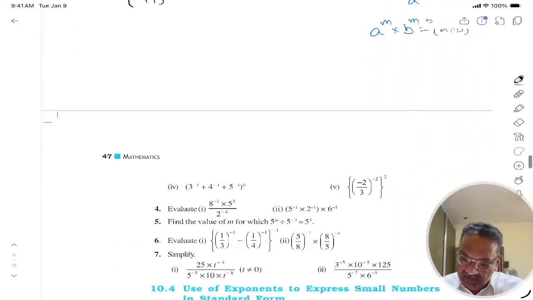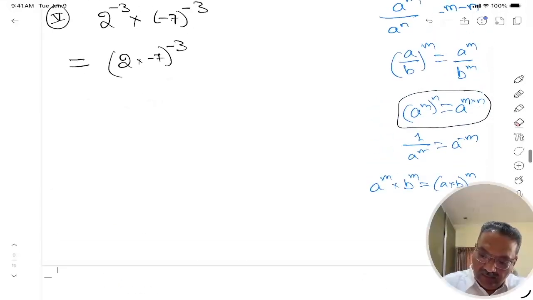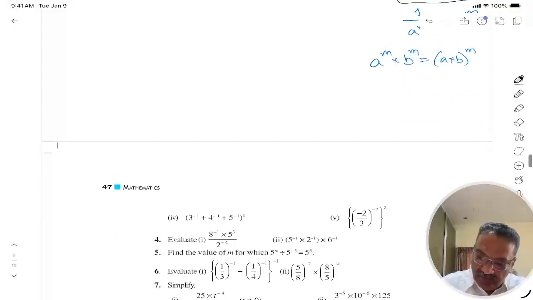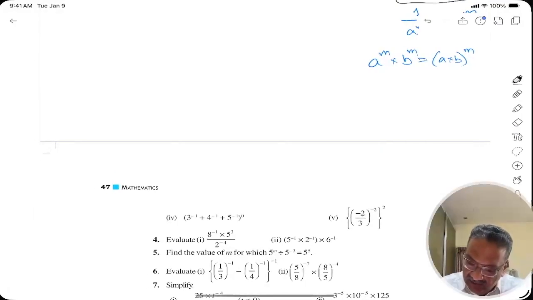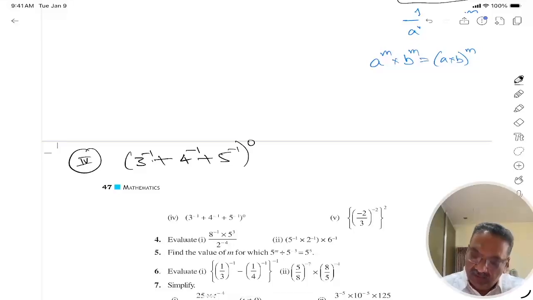Third one is over. Next is the fourth one. Fourth one is 3 to the power of minus 1 plus 4 to the power of minus 1 plus 5 to the power of minus 1, the whole to the power of 0.